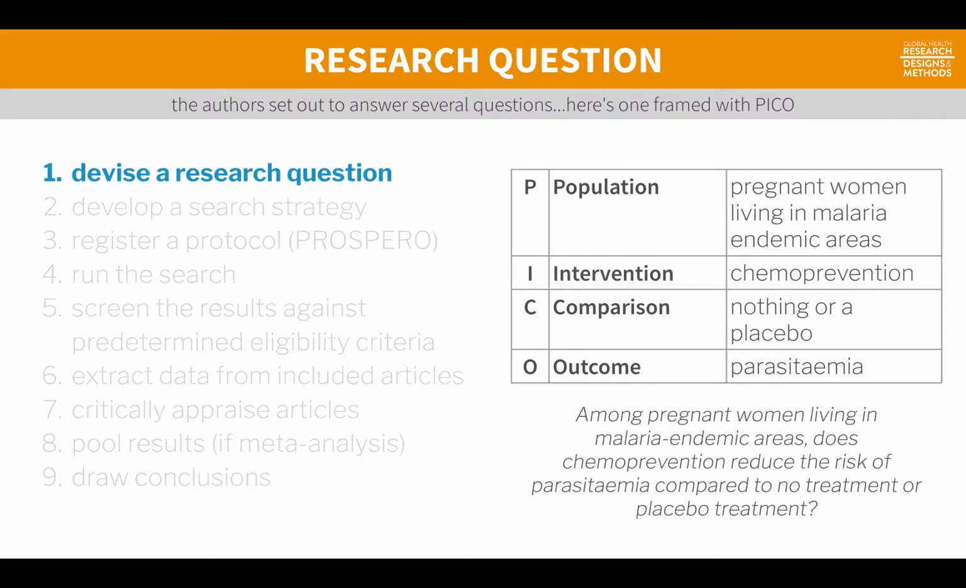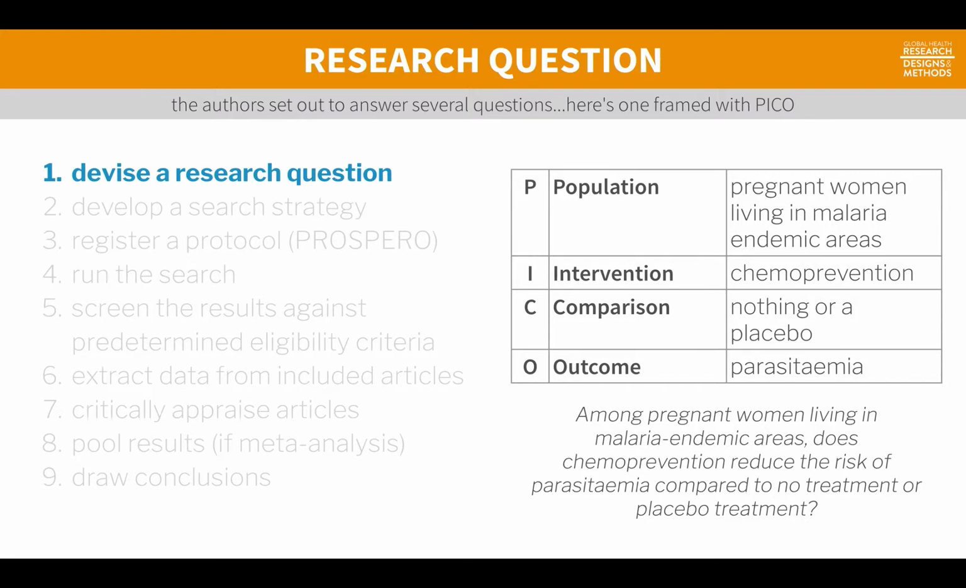PICO is a helpful mnemonic for developing research questions, particularly when you're interested in the impact of some program, policy, or exposure on a clinical outcome. P stands for patient, problem, or population and specifies your target group. In this example, we're interested in pregnant women living in malaria endemic areas. I is the intervention or exposure, and here we're interested in any form of malaria prophylactics. C is the comparison group. Prophylactics versus what? We'll say versus nothing, a true control, or a placebo.